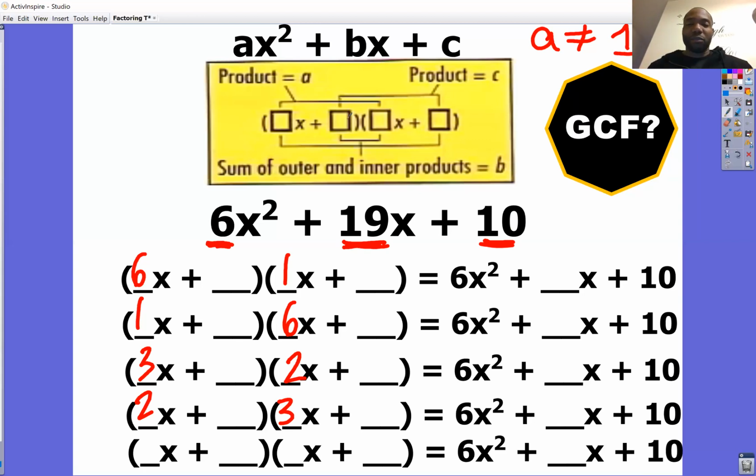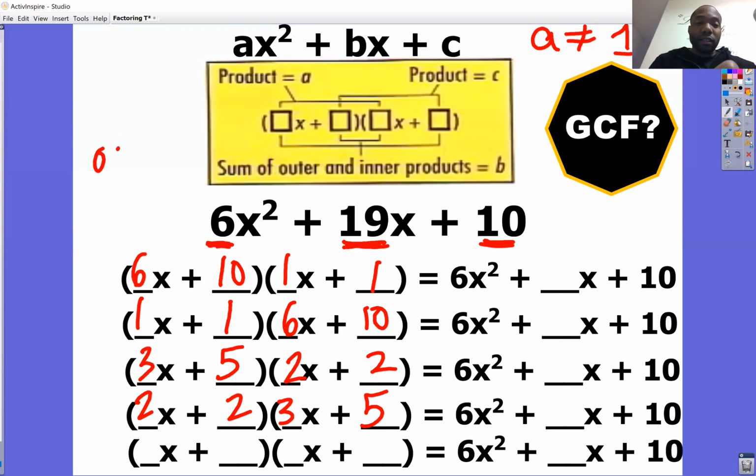So 10 can be broken down into 10 and 1. 10 can be broken down into 1 and 10. 10 can be broken down into 5 and 2. 10 can be broken down into 2 and 5. And we do all of that. We used to do all of this. A lot of this stuff used to take place in our head. Used to do all of that to see the OI.